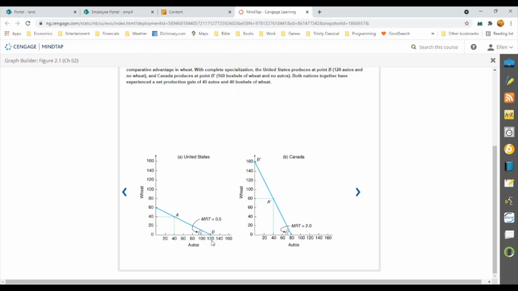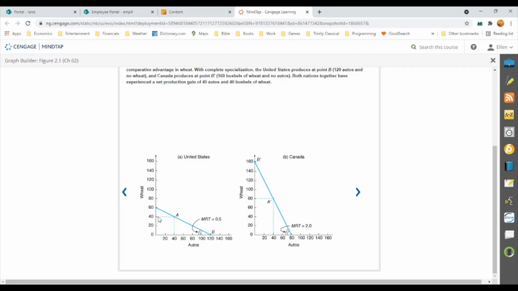They're actually going to produce 120 automobiles and 0 wheat, whereas Canada has the comparative advantage in wheat. So they produce all wheat, no automobiles. And so now we have these production points, B prime and B. Not very good for consumption, but that's where trade comes in. So with them specializing like that, let's just take a moment and think about what this has done to world production, all right? Okay, so we're back here.